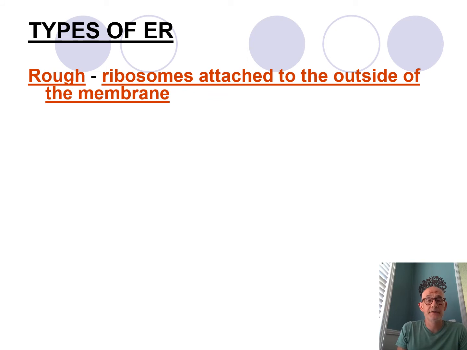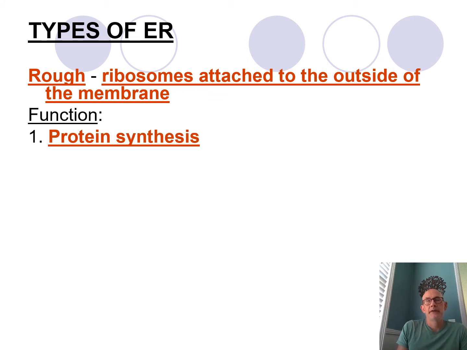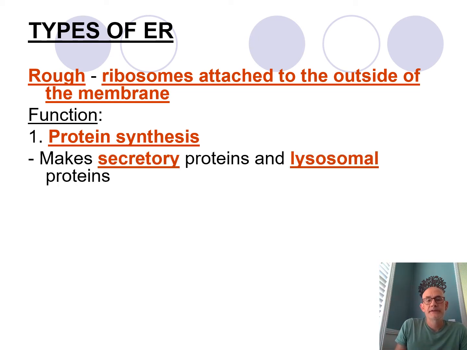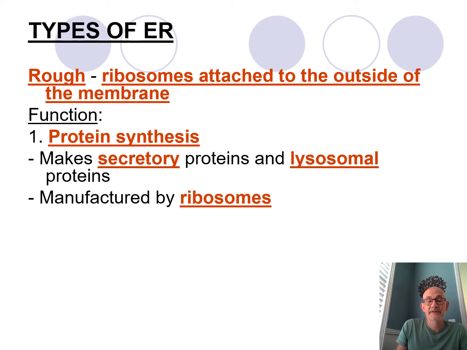All right, so the rough ER then, this is the ones that have the ribosomes attached, which are going to be for protein synthesis. Now the rough ER does not have permanently attached ribosomes. They only attach when they are making a protein that's going to be part of the cell membrane or inside of a vesicle. We'll talk about how a ribosome knows it's supposed to do that later. So these proteins will either be secreted from the cell or they will become part of a lysosome, which is for digesting things inside of the cell.